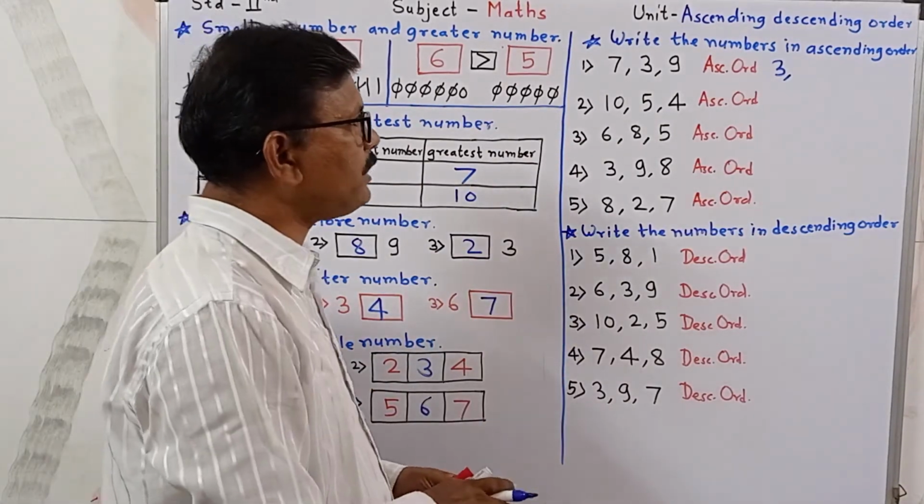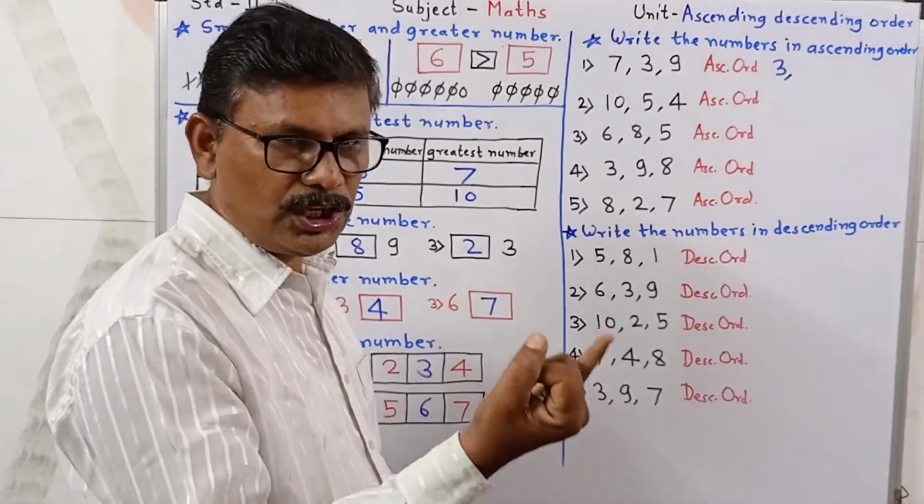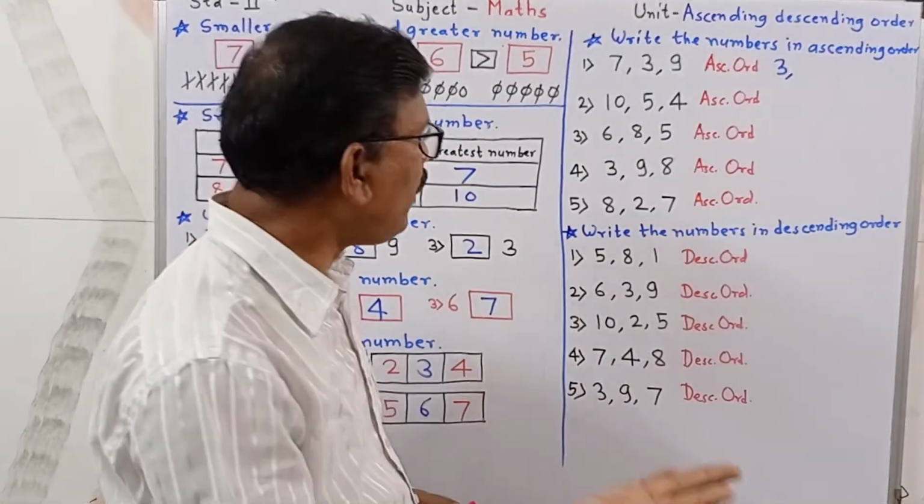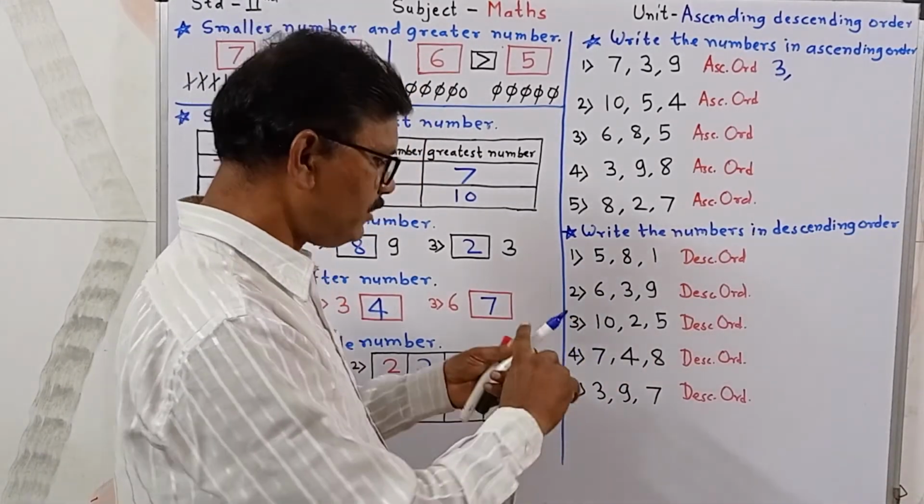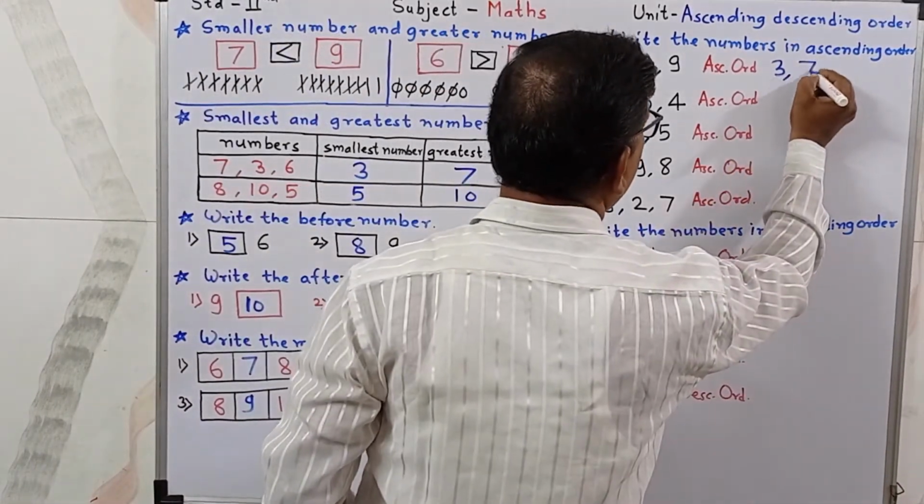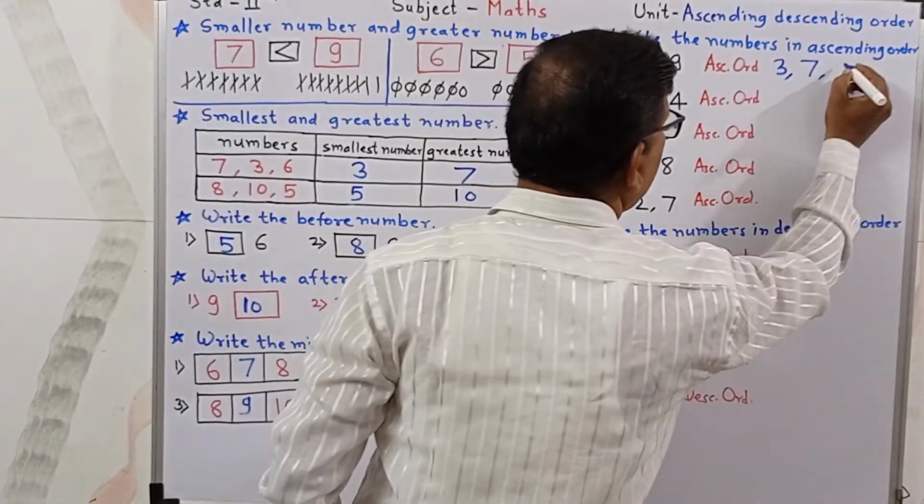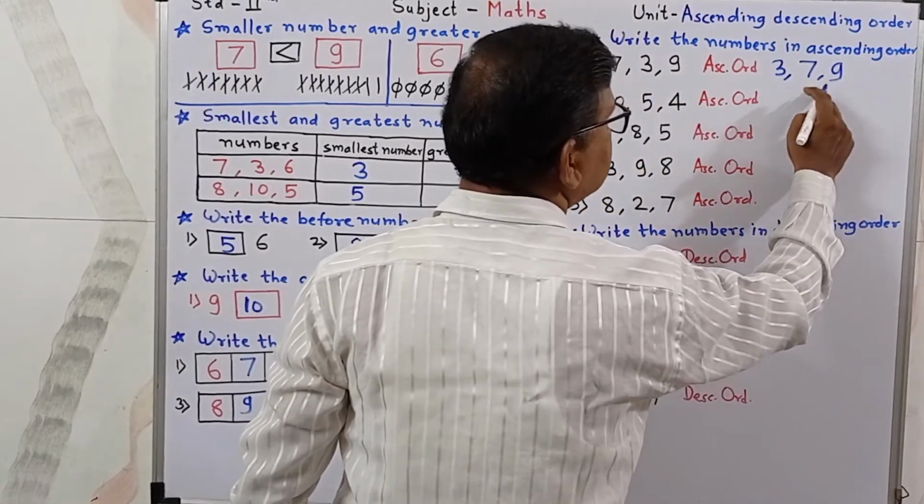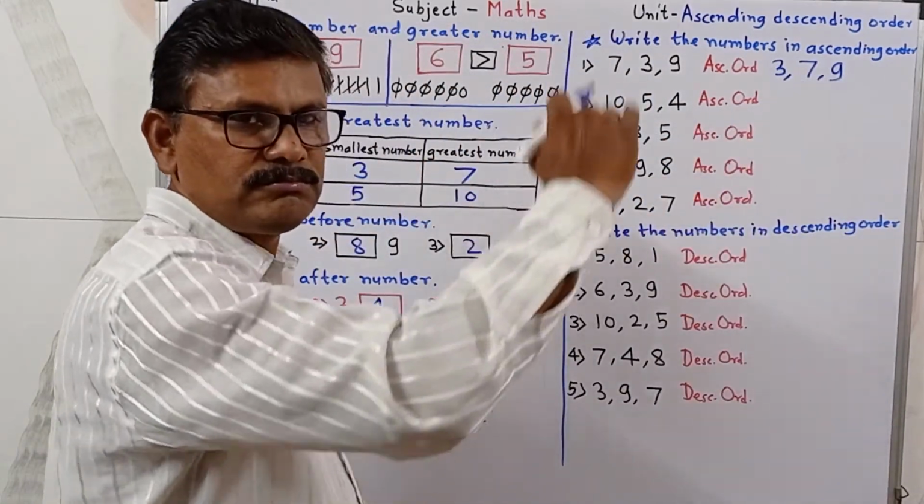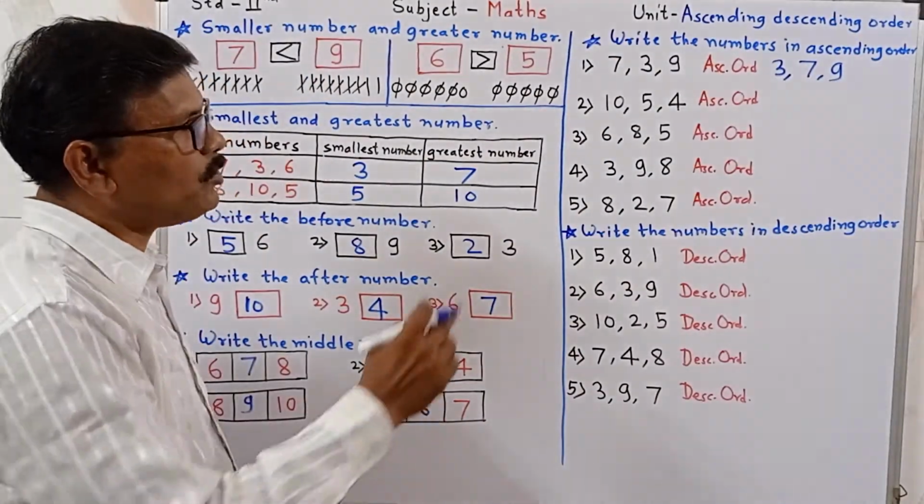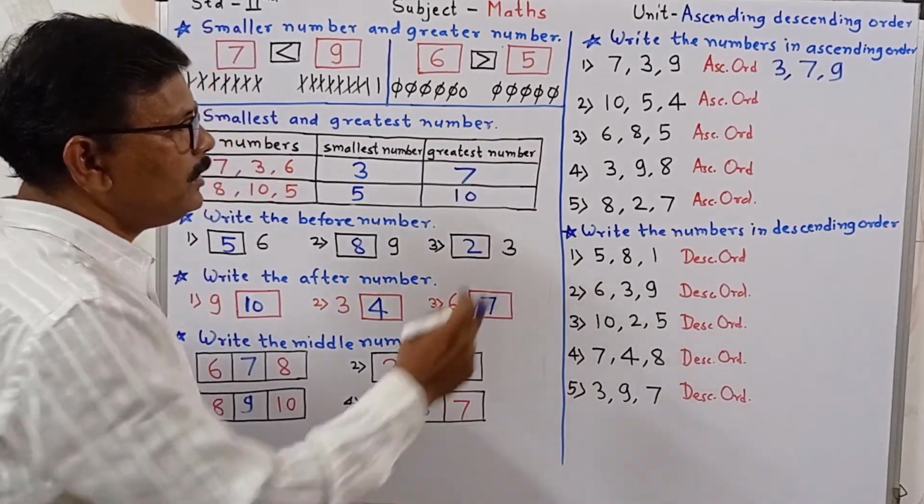Then 7. After 3, which comes? 3, 4, 5, 6, 7. Which number has come? 7. Then 8, 9. Very easy. 3, 7, 9. This is called ascending order.